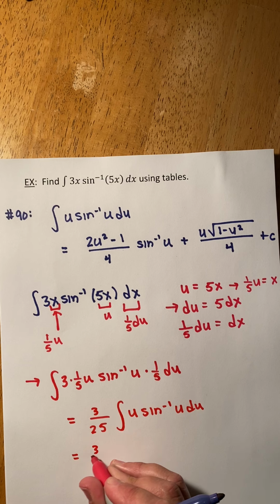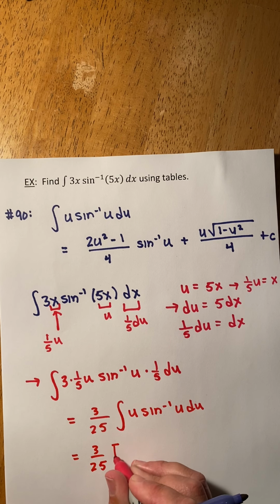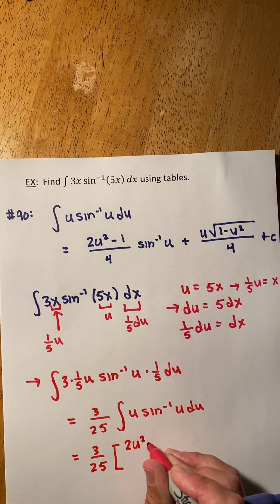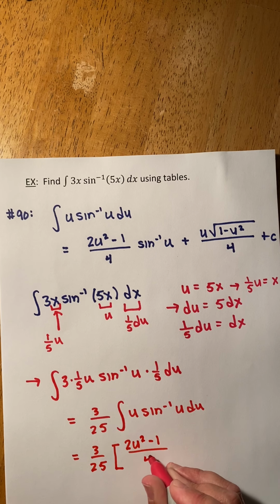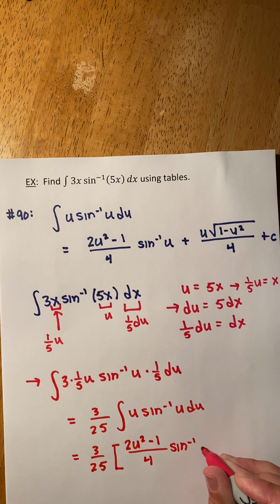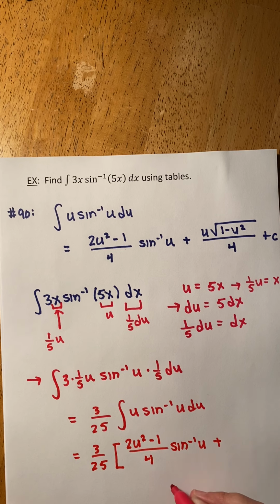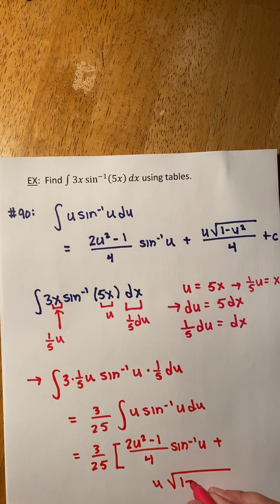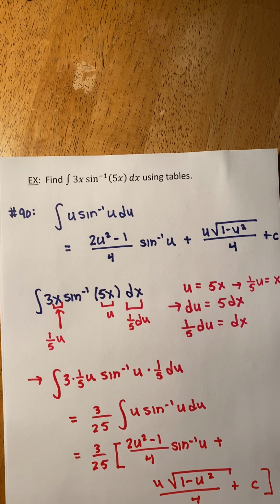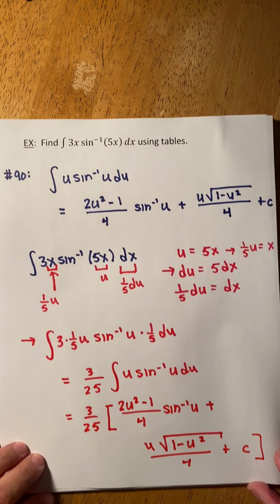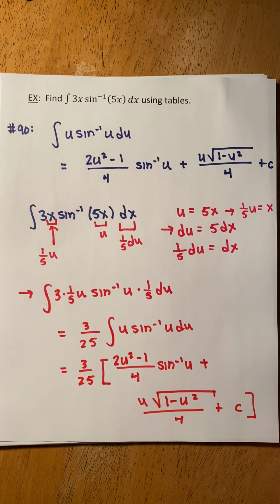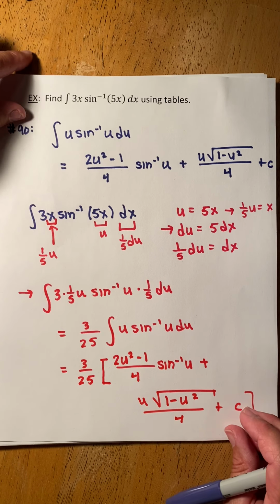This will be 3/25 times 2u squared minus 1 all over 4 inverse sine of u plus, I'm going to put this down here so I don't run out of room, u times the square root of 1 minus u squared all over 4 plus c. All right, now we've got to put it, oh, sorry, I was running a little low there. All right, now we've got to put it back in terms of x.